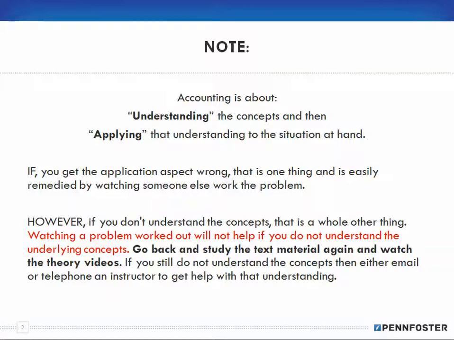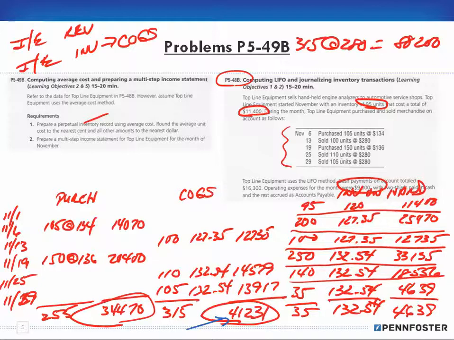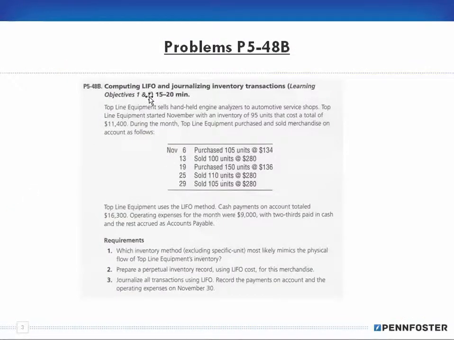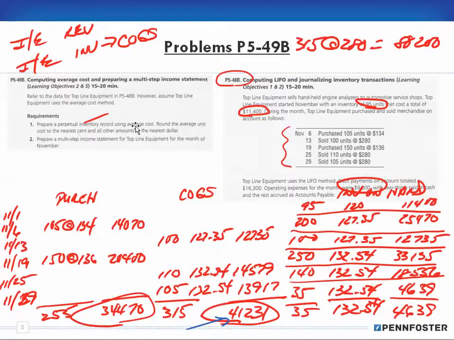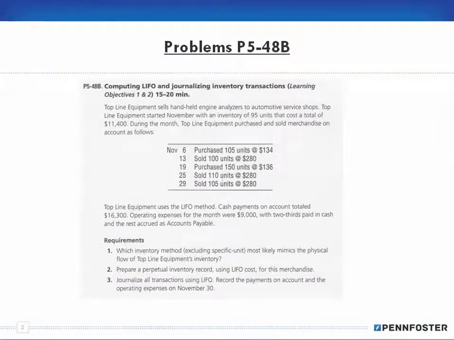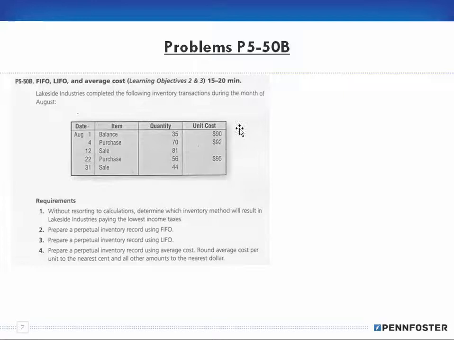And in the last problem, when we had looked at 48B, we were computing based upon LIFO. And when we did 49, we were using average cost. Now for 50, we're going to be doing FIFO, LIFO, and average cost.